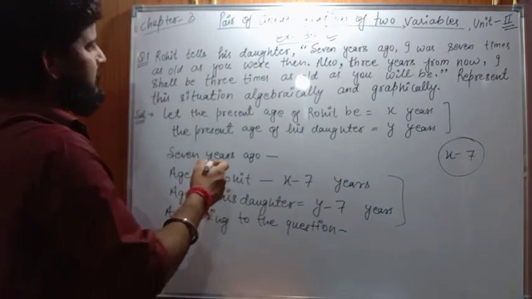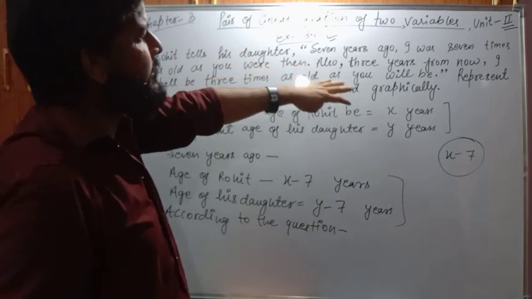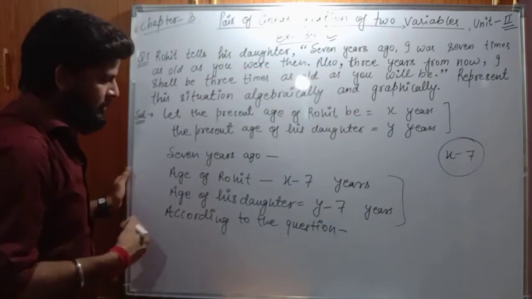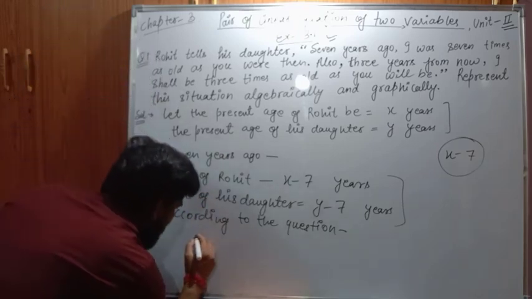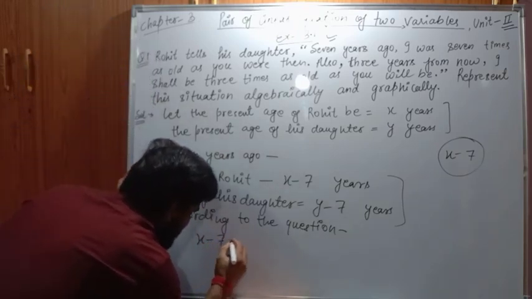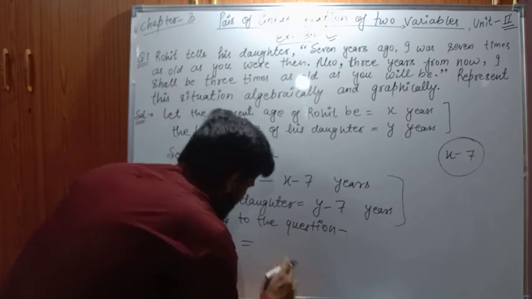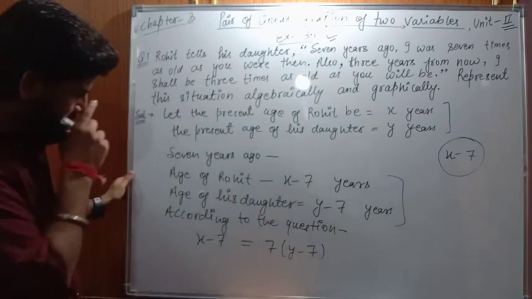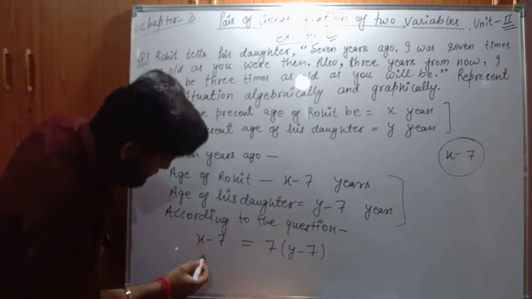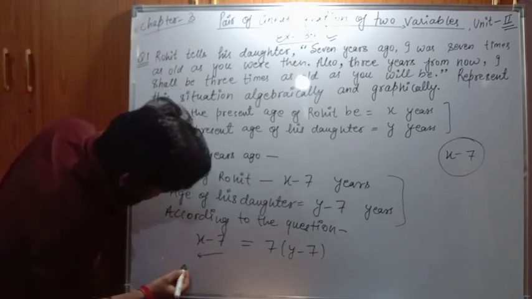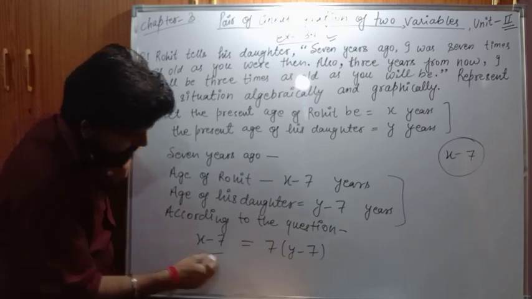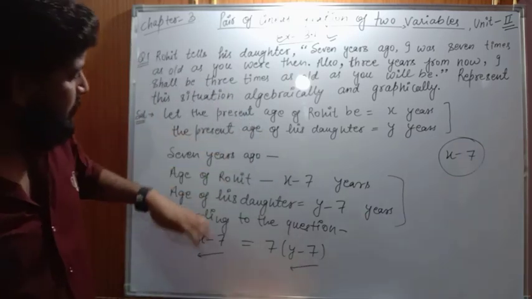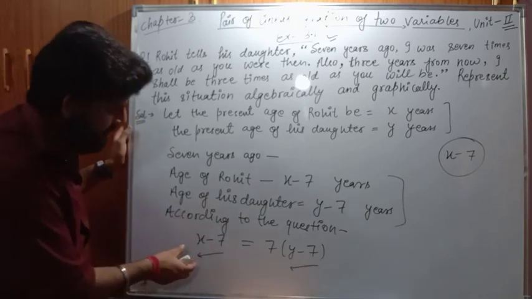So here it is given the age of Rohit was 7 times the age of his daughter. So x minus 7 equals 7 multiplied by y minus 7. See, this is the age of Rohit before 7 years and this is the age of his daughter before 7 years, and it was 7 times his daughter's.